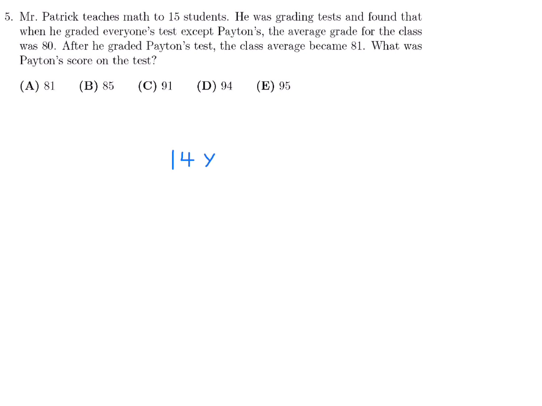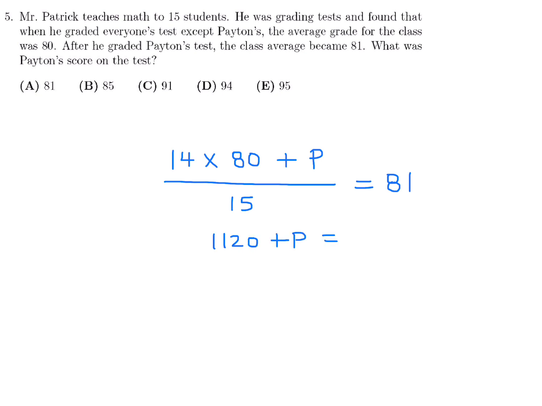Well, 14 students other than Peyton, they scored an average of 80. So that is how much the total is. If I let P represent Peyton's score, once his score is added and you divide by the total number of students, that average is 81. So this is basically the algebra we have to do. This becomes 1120 plus P, and then you will multiply 15 times 81, cross multiply, I guess. And then solving, you will get P equal to 95. So Peyton's score is 95, therefore number 5, the answer is E.